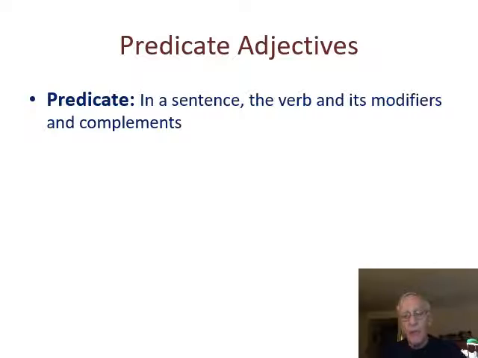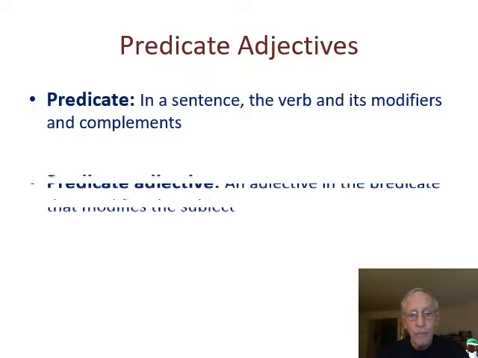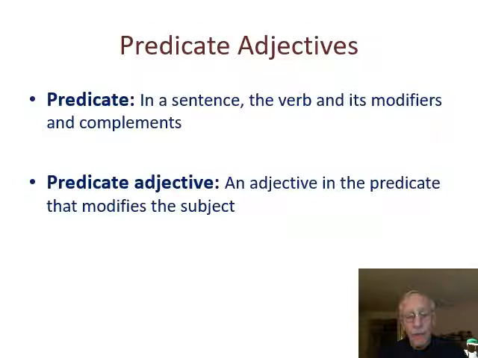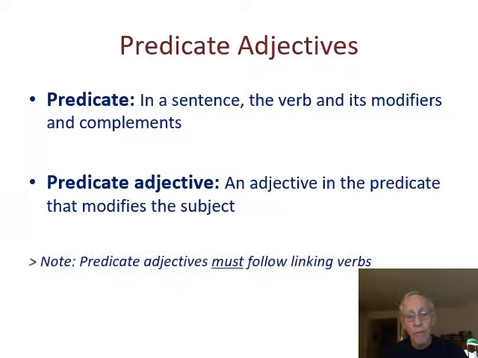Now sometimes adjectives will appear in the predicate part of a sentence. And in that case, we have what is known as a predicate adjective. It's an adjective in the predicate, but it modifies the subject. Predicate adjectives always follow a linking verb. And another thing about predicate adjectives, they are going to modify a noun in the subject, and there might be some distance between the two of them. That particular adjective will not be right next to the noun that it modifies.